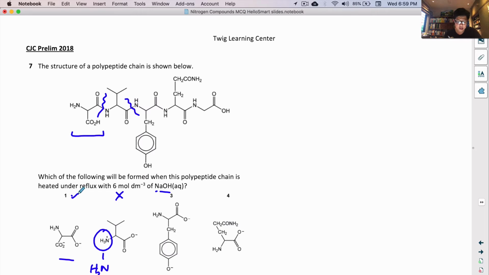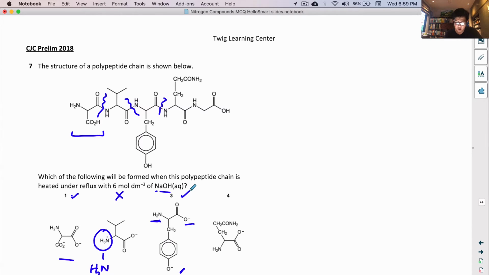In order to get 3, this is where it hydrolyzes. All right, it's a basic medium, so COO minus, so NH2 and phenol. Okay, phenol is acidic, so it will react with the base to form O minus. So this is also correct. Okay, how about the last one?